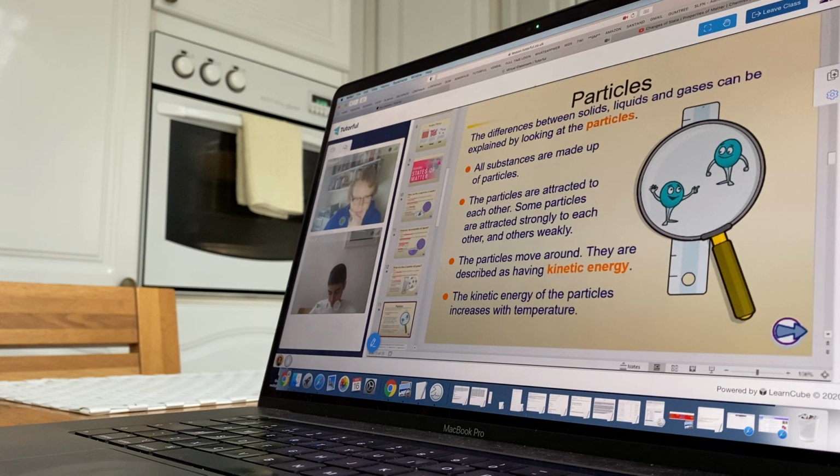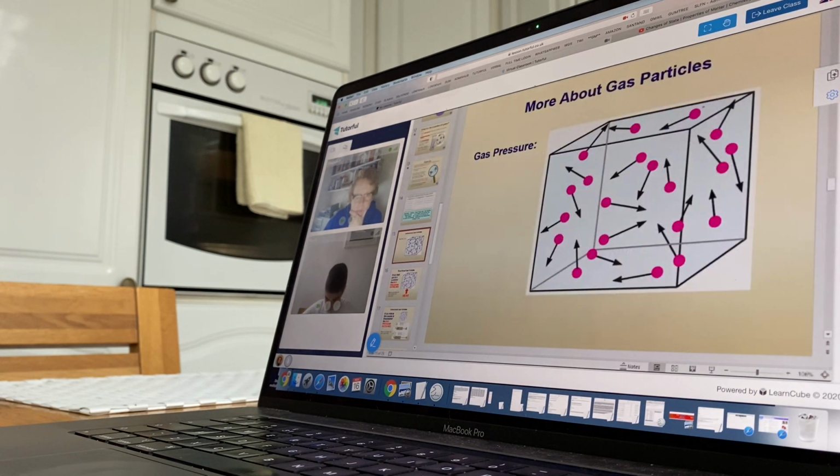Okay? Right. So, let's talk a little bit more about the gases because they're quite fun, aren't they? They're the ones that can change shape and change volume. So, with gases, scientists talk about something called gas pressure.